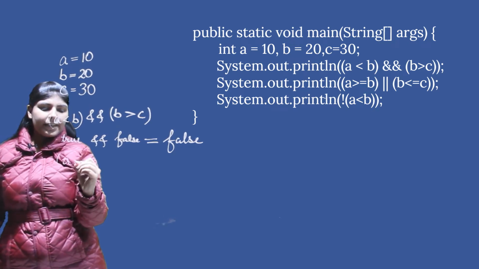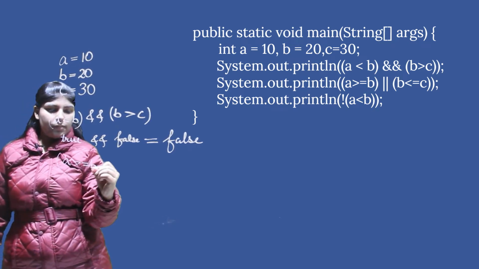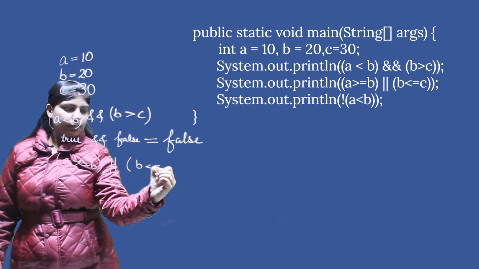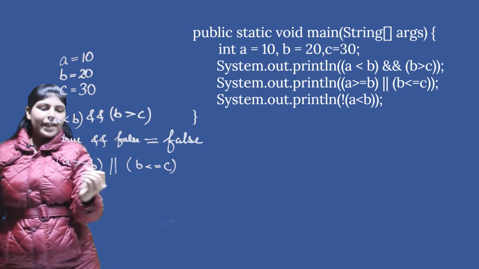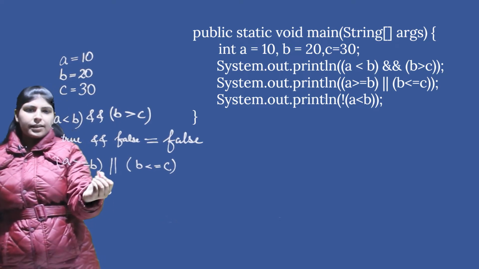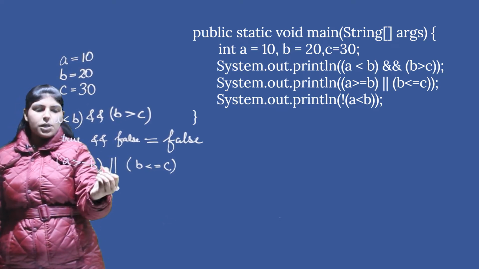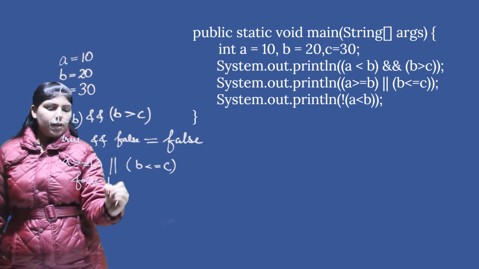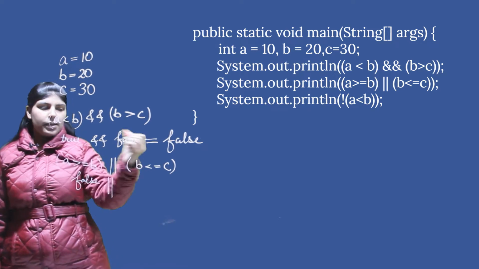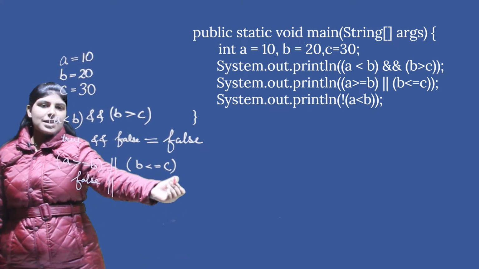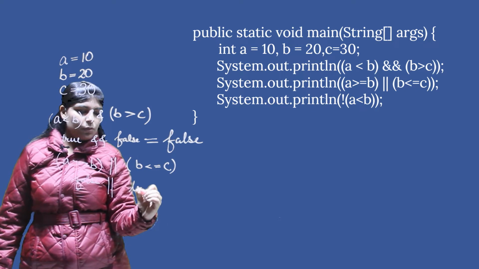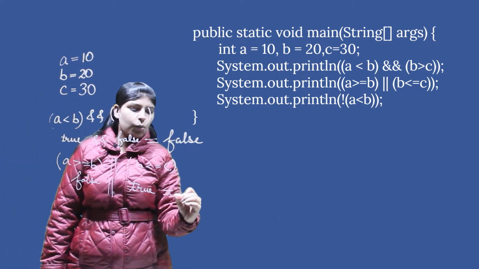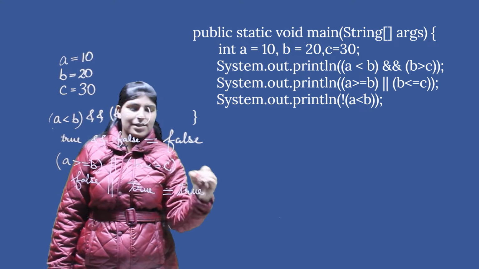So let's see the second. We have A greater than equal to B or B less than equal to C. So now A greater than equal to B. A is neither greater than B nor equal to B. So this expression will return false. Or B is less than equal to C. B is less than C. So this expression will return true. False or true, OR will return true in this case. So I'll have true as output.